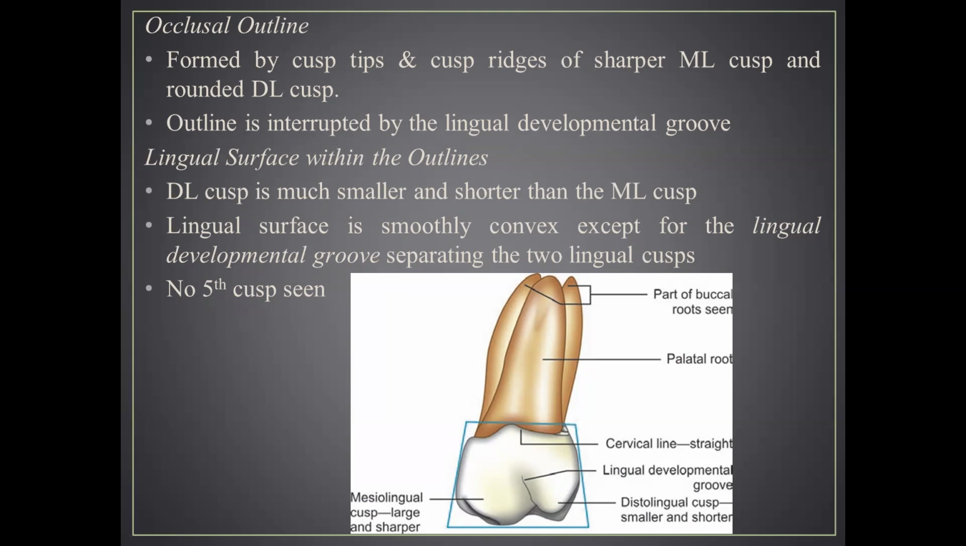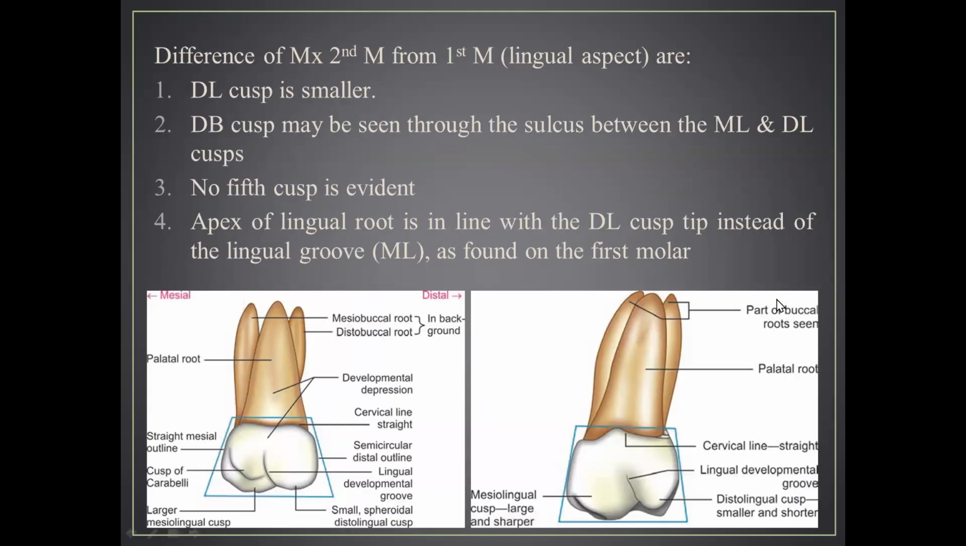Then in your first molar, you have seen the fifth cusp. That is your cusp of Carabelli, which is seen lingual to your mesiolingual cusp, which is absent in your maxillary second molar. So the main differences of your maxillary second molar from the first molar from the lingual aspect are your distolingual cusp, it's much smaller in your maxillary second molar. This is the distolingual cusp of the second molar, and this is the distolingual cusp of your maxillary first molar.